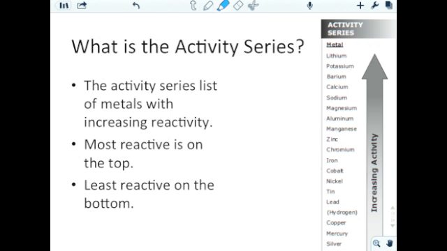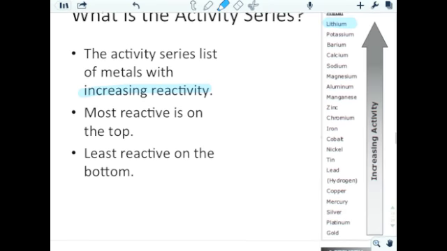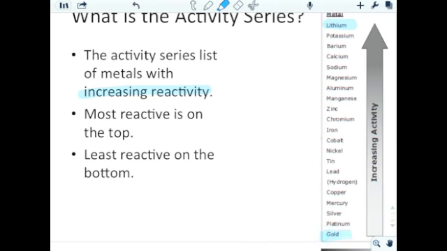Now, what is the activity series? The activity series is a list of metals with increasing reactivity. Basically what this means is that the most reactive is on the top of the list. So we see lithium's up here. It's on the very top. It's the most reactive metal. The least reactive metal will be on the bottom. So we see that gold is way down here. And so it's the least reactive metal.